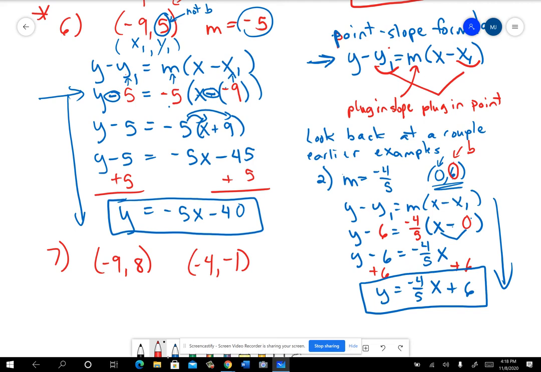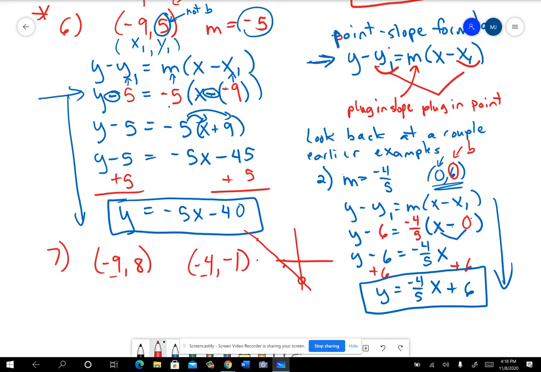Do you see how neither one of those 2 points has an x coordinate that's 0? So both the point -4, -1, and -9, 8 are not on the y-axis. You've got a line way over here. You'd have to get all the way to there to have your y-intercept, okay? So you can't just plug in for b.